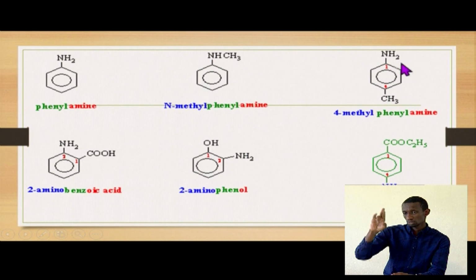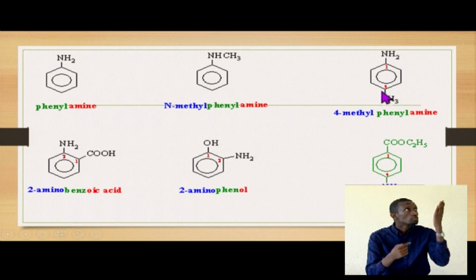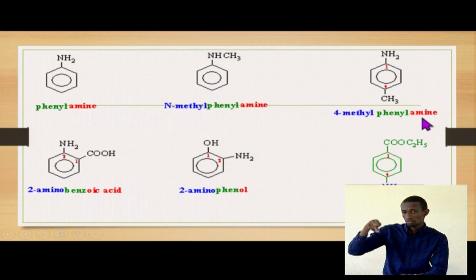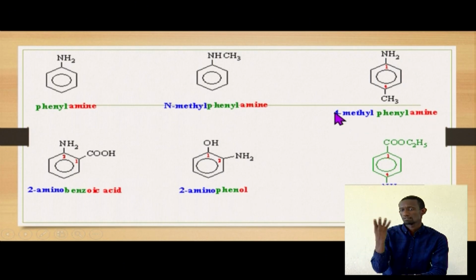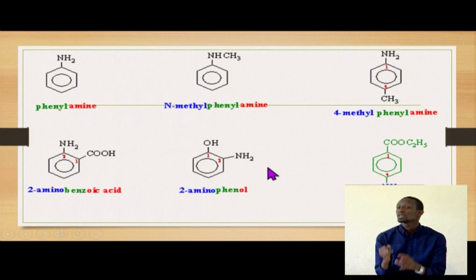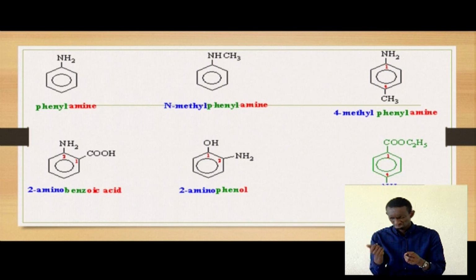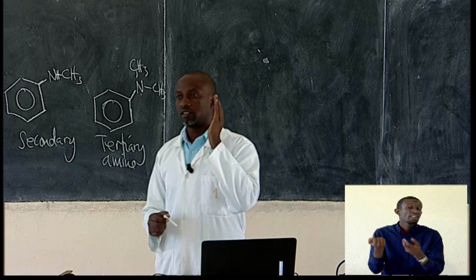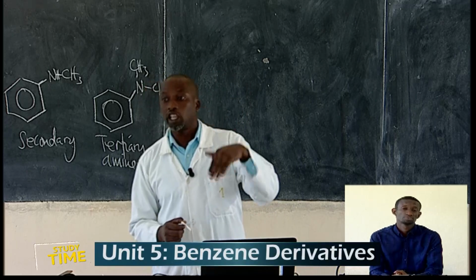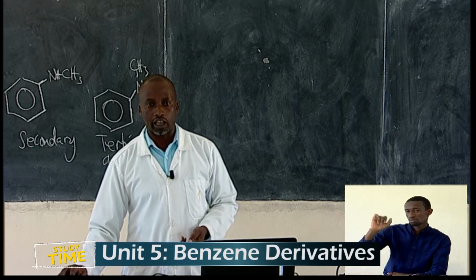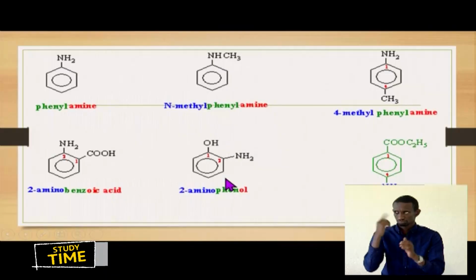Take a look at this one. This is phenylamine, but it has another substituent. So that will be 4-methyl phenylamine. Or in case you have other substituents attached on the benzene ring containing the amine, you have to consider, for example here, look at these two compounds.